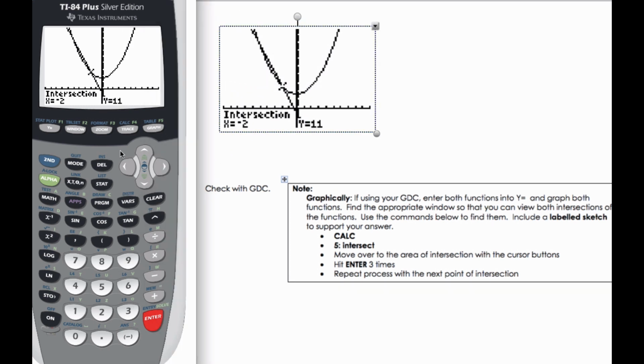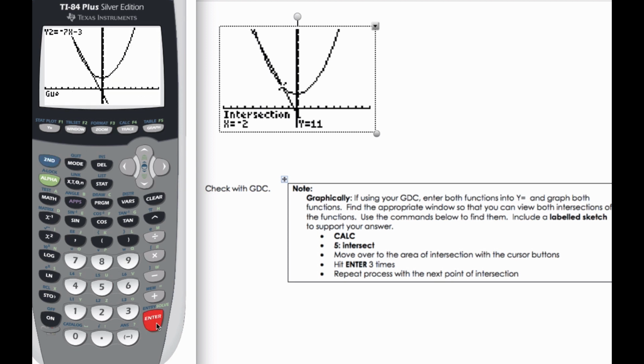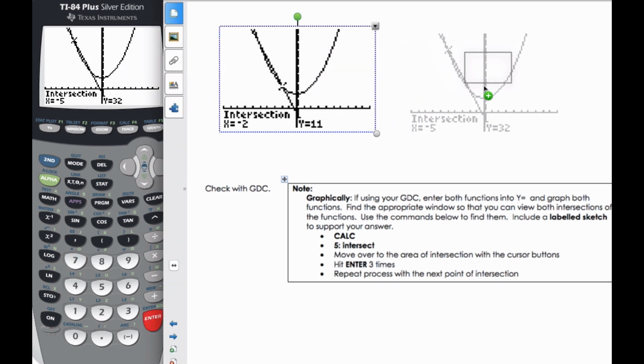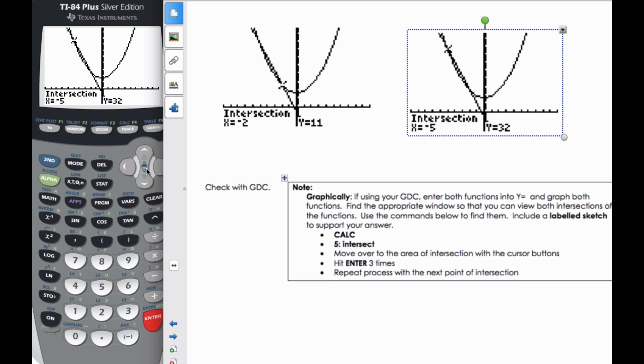To find the second answer, everything's the same except for the guess. I need to make my guess closer to negative 5. So I'm going to say negative 7 is my guess. Hit enter. And there we go, is our second point of intersection. And so there's our calculator. You can do the same thing. You need to practice using your calculator as well.